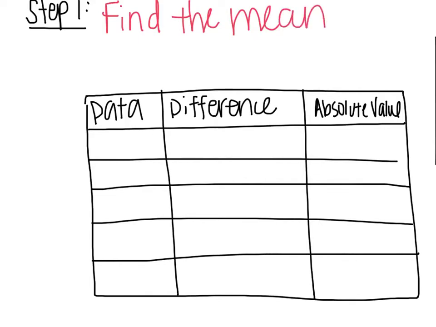So I'm going to give you your data set, and our data numbers are going to be 1, 2, 4, 8, and 10. And remember, the mean is just like the average, so what we want to do is add these numbers up, 1, 2, 4, 8, and 10. And that's going to give us 25. And we're going to divide it by the 5 numbers we have, and that will give us 5.